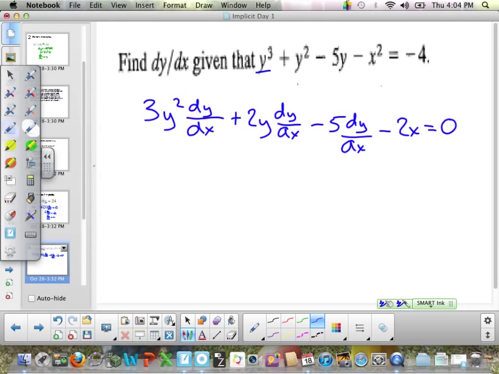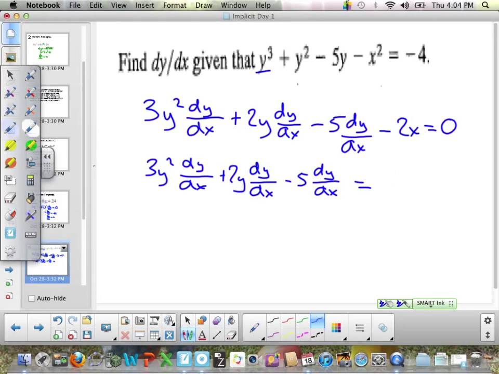Now the next step, we want all the dy/dx terms on one side, everything else on the other. The only thing I have to move over right now is negative 2x. So what we've got is 3y squared dy/dx plus 2y dy/dx minus 5 dy/dx equals 2x. Next, we want to factor out dy/dx. Every term on the left has dy/dx, so we're going to factor that out.